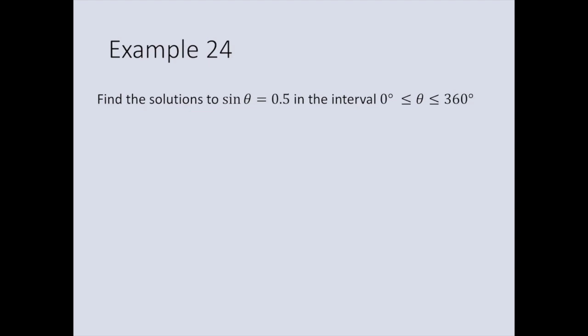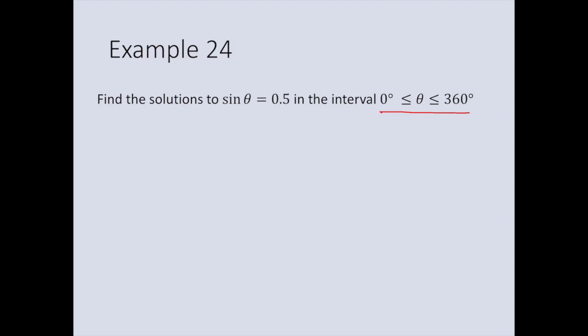Example 24, find the solutions to sine theta equals 0.5 in the interval 0 to 360 degrees. So that interval at the end of the question is really important. If it wasn't there, there would be an infinite number of solutions to this question. So by limiting that little window of the sine graph, we're just going to get a few solutions back.